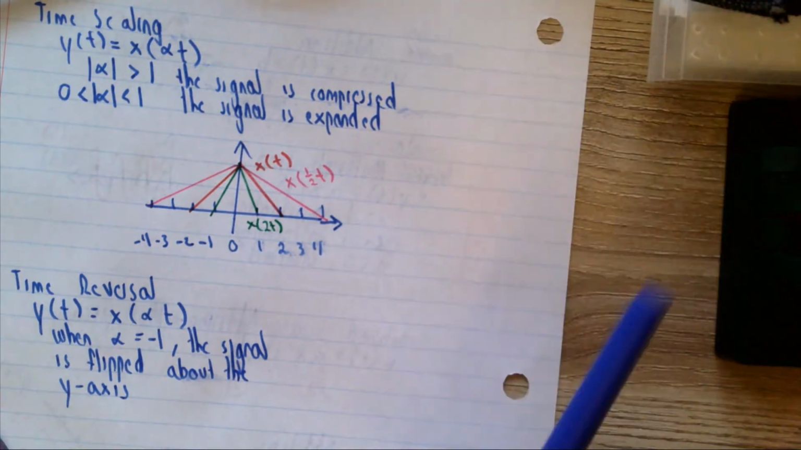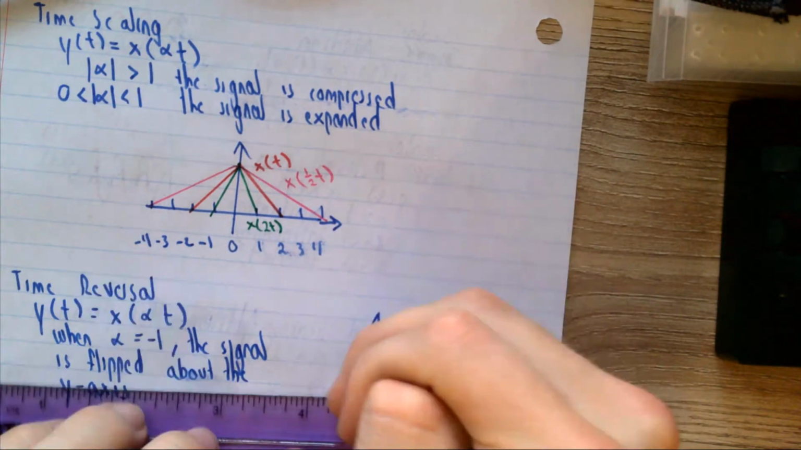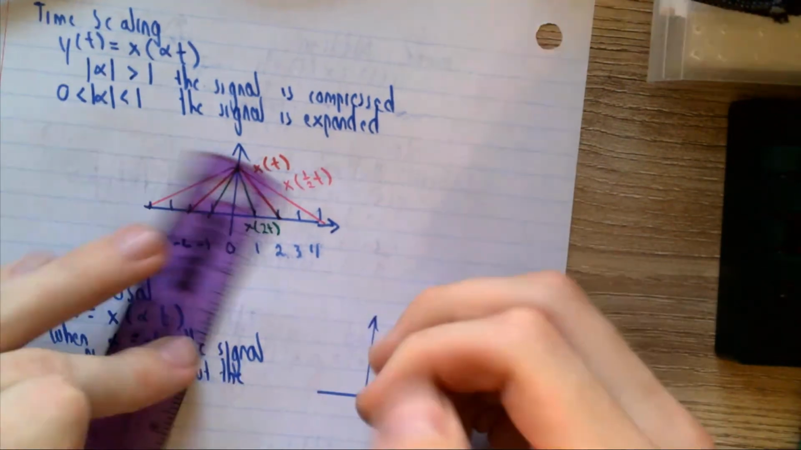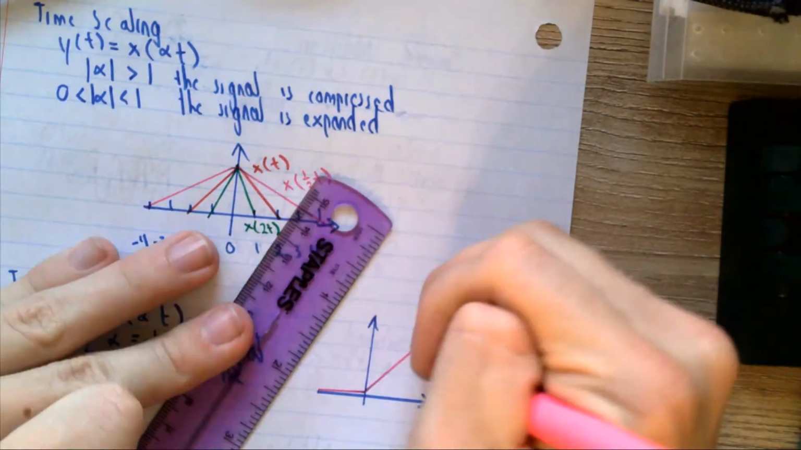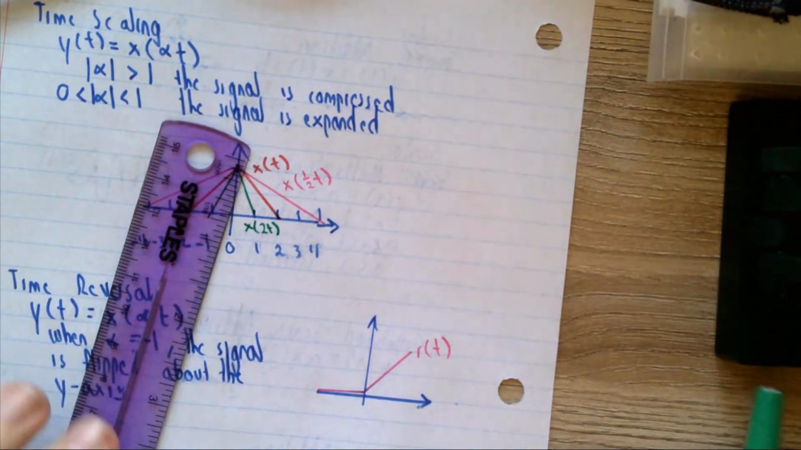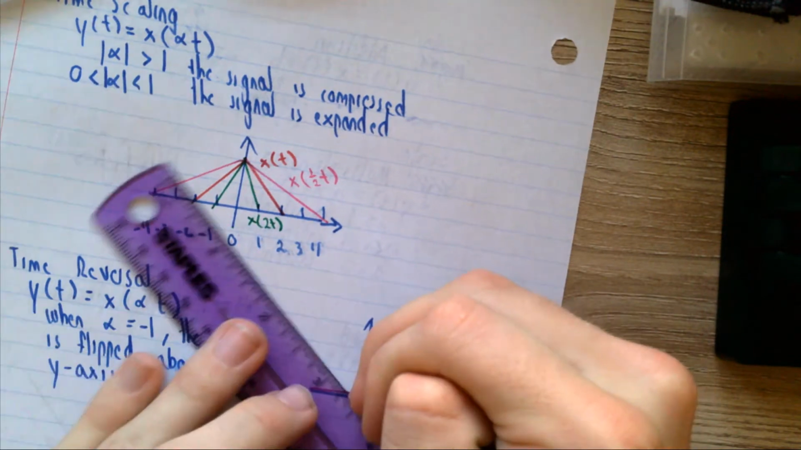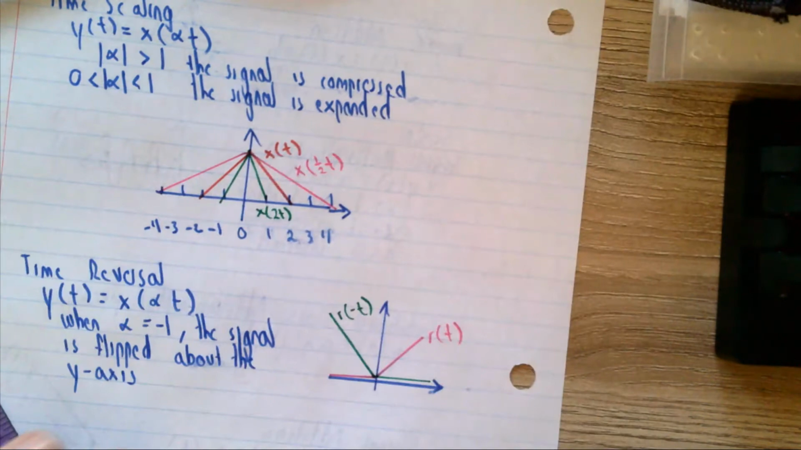So if I have a signal, let's say a unit ramp signal, it looks something like this. It then goes up, so it's R of t, my unit ramp. My R of -t is going to be flipped about the y-axis. So here's R of -t. And that's how we got that signal.